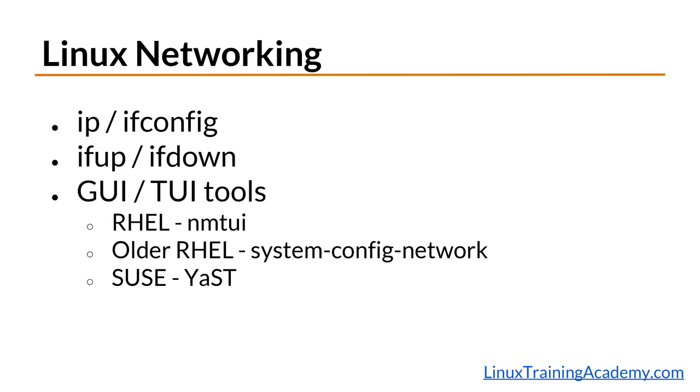Some distros come with GUI or TUI tools that you can use to configure the network settings on a Linux server instead of editing the configuration files by hand. These tools include nmtui and system-config-network for Red Hat-based systems and YaST for SUSE systems. At this time, there are no official Ubuntu or Debian GUI or TUI tools to do network configuration.